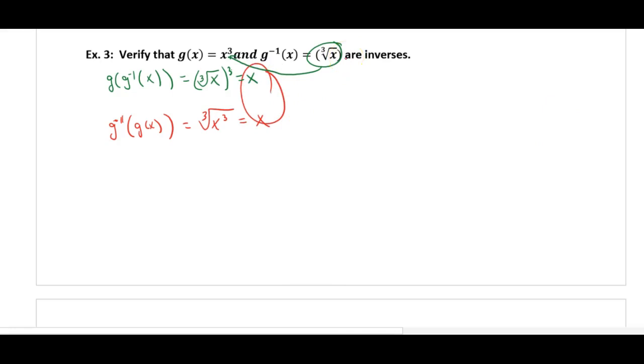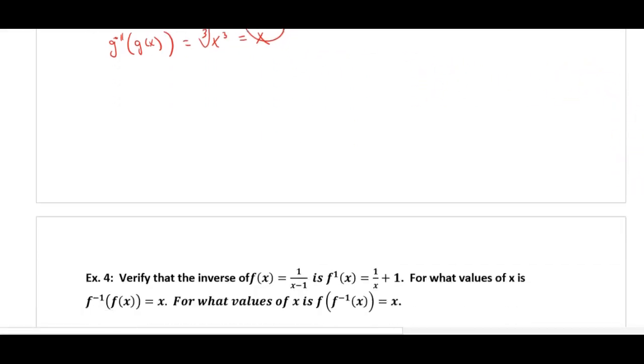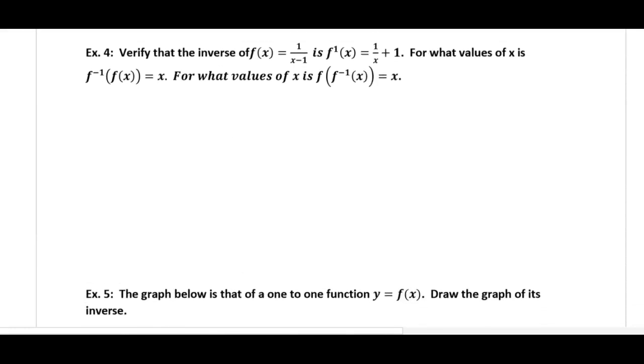When we compose the function and its inverse, and when we compose the inverse and the function, do we get x? Yes. Therefore, we verified that these are inverses of each other. Now, example 4. This is a little bit more challenging. Okay, so let's take a look at it.